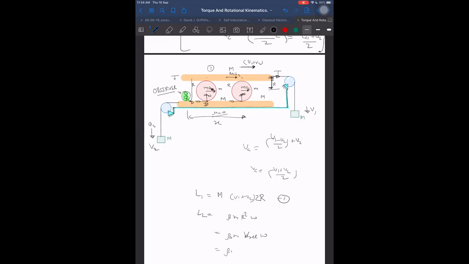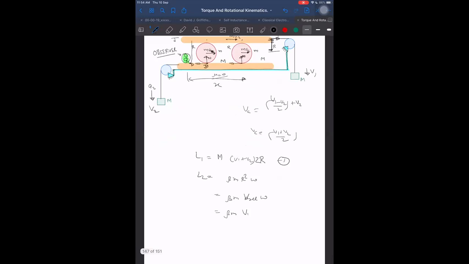That will become beta times m into, what is the relative value? (v1 plus v2)/2 into, sorry, not omega, here it is r. R omega is v relative. V relative means velocity of center with respect to D point. Center is this here, center C. Velocity of center with respect to D point.